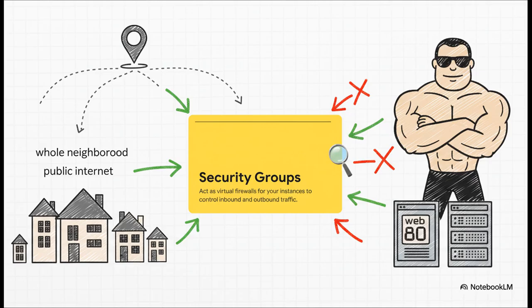Now, if route tables are the GPS for the whole neighborhood, security groups are the bouncers at the door of each individual server. They're a stateful firewall, which just means they're smart enough to remember connections. And they let us create super specific rules, like, okay, anyone from the public internet is allowed to talk on web port 80, but that is it. It's security at the server level, and it's incredibly granular.